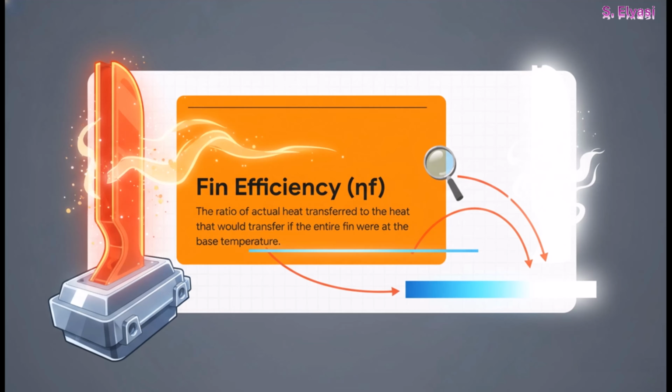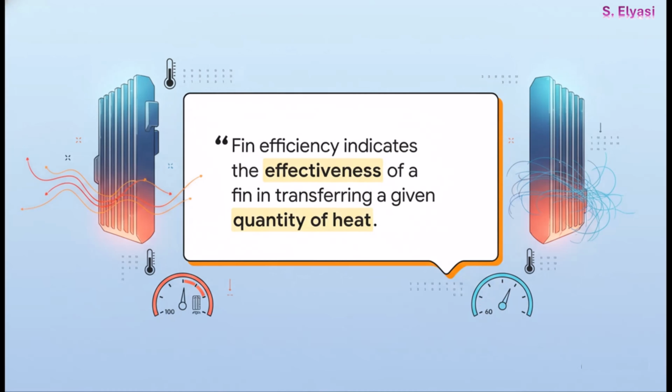And that perfect theoretical maximum, that would only happen if the entire fin, from its base all the way to its tip, stayed just as hot as the surface it's attached to. The easiest way to think about it is like a performance score, right? Out of 100%. A perfect 100% efficient fin would have the exact same temperature all the way down its length. But in the real world, fins always get cooler as you move toward the tip. So, a lower efficiency score just tells us that the tip is getting significantly cooler than the base, which means it isn't transferring heat quite as effectively as it could.